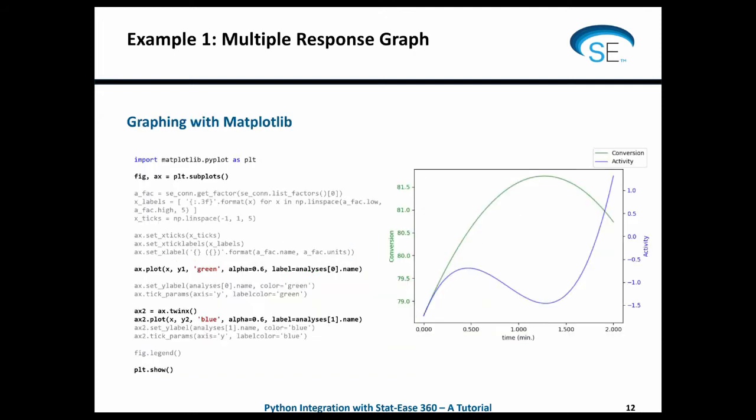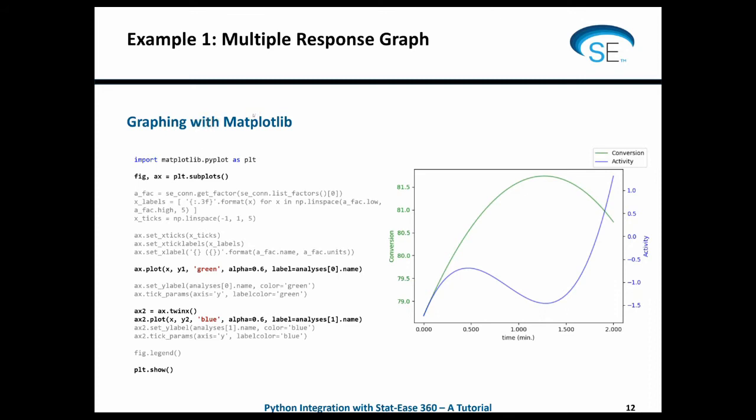Now that we have those predicted values, we can use matplotlib to plot line graphs for both of them. I grayed out some of the code that I was using to fiddle with these axes. The real meat of it is the bolded lines. So we're going to create an axis here with the subplots function and then just plot. This is our x, those linspace values from -1 to 1, and then the predicted conversion values in y1. We'll make that one green, give it a name. Then we're going to duplicate that axis, and matplotlib knows to stick that on the right side here. That's where we'll plot our activity predictions and just make those blue. And then you show the plot. That gives you a nice depiction of the two responses on one plot.